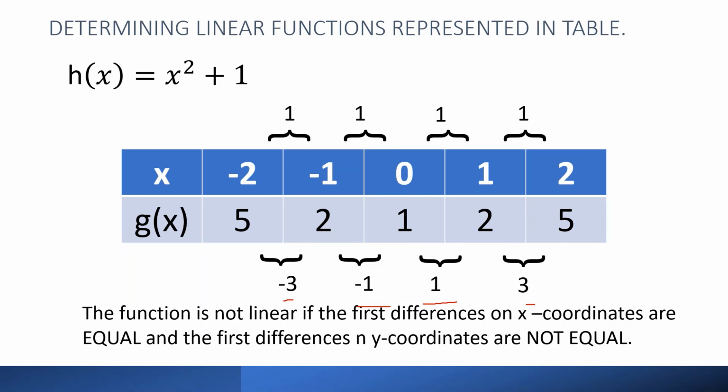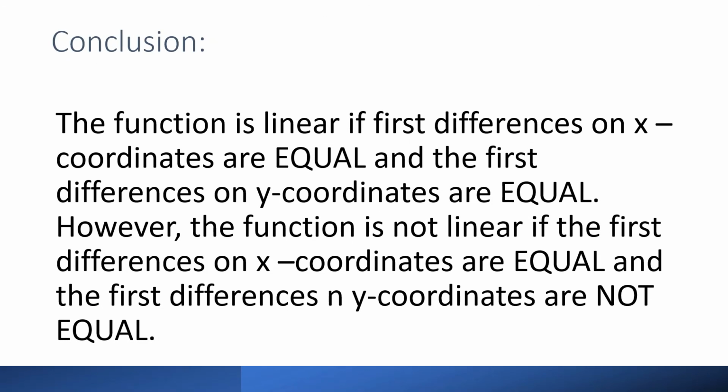The function is not linear if the first differences on x coordinates are equal and the first differences in y coordinates are not equal. As a conclusion, the function is linear if the first differences on x coordinates are equal and the first differences on y coordinates are equal. However, the function is not linear if the first differences on x coordinates are equal and the first differences in y coordinates are not equal.